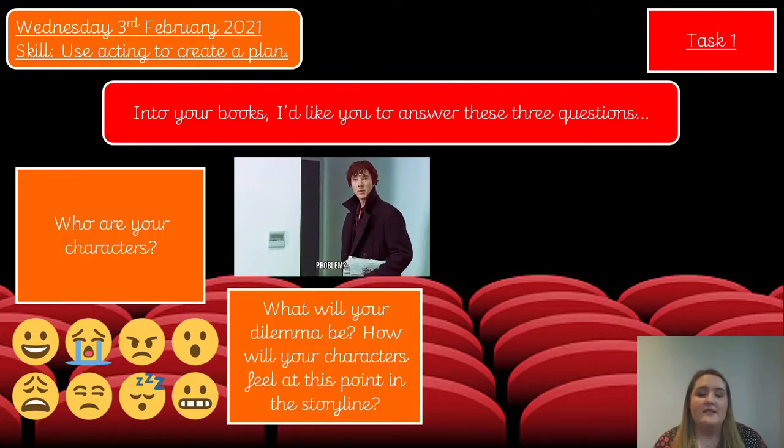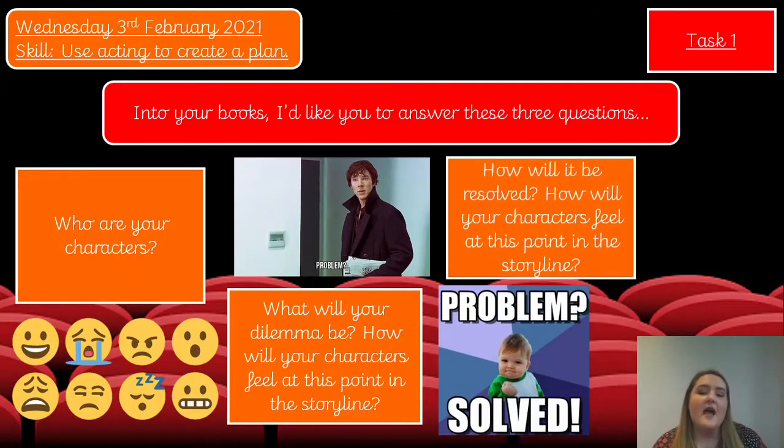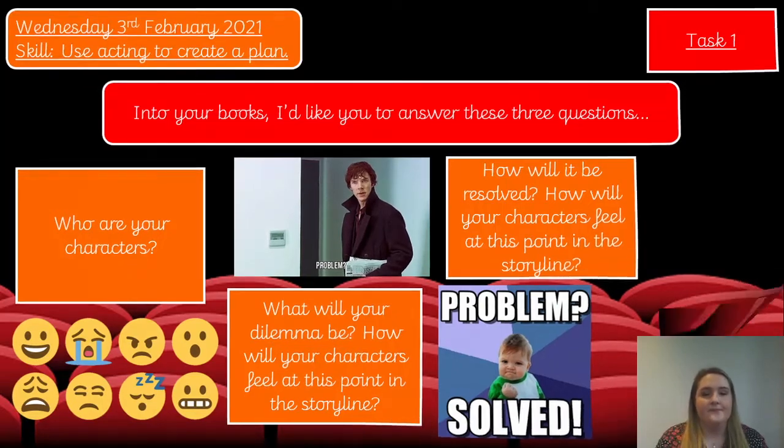How will your characters feel at this point in the story? So how will your characters feel when they encounter the problem that you've created? And how will the problem be resolved, the resolution? And then how will your characters feel at this point? So when your characters have gone through the problem and it's all been sorted out, all been resolved, how will they feel towards the end? So I would now like you to answer these 3 questions in your book. I'd like you to pause the video now, please.